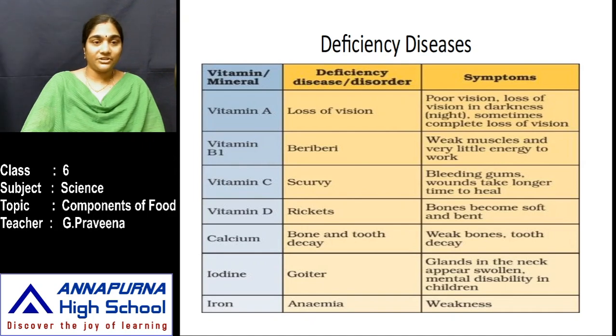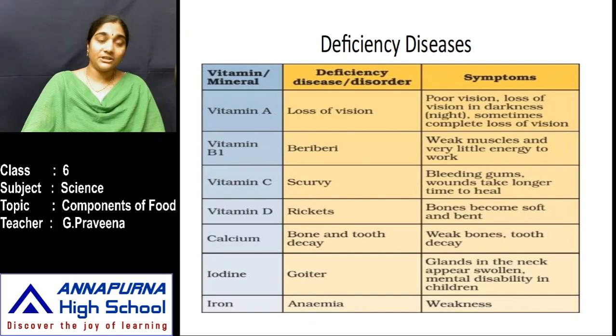If a person is deficient in vitamin D, he will be affected with rickets. The symptoms seen are bones become soft and bend. They will be very fragile. Now, if a person is deficient in minerals such as calcium, the disorder seen is in bone and tooth decay. The symptoms are weak bones and tooth decay. If a person's diet doesn't include a proper amount of iodine, that person will be affected with a disease known as goiter. The symptoms seen are glands in the neck appearing swollen, and mental disability in children.